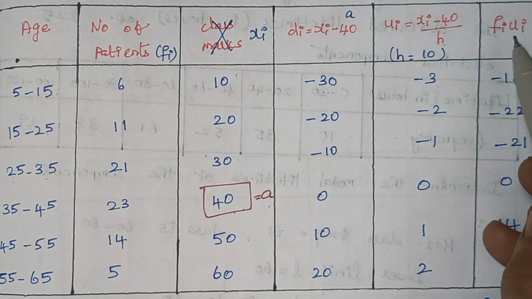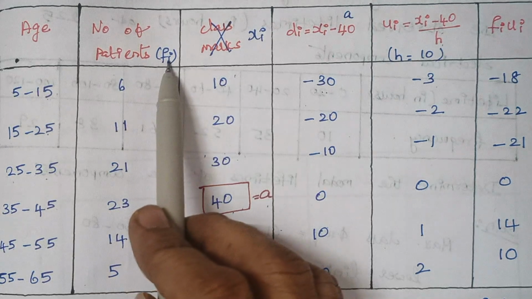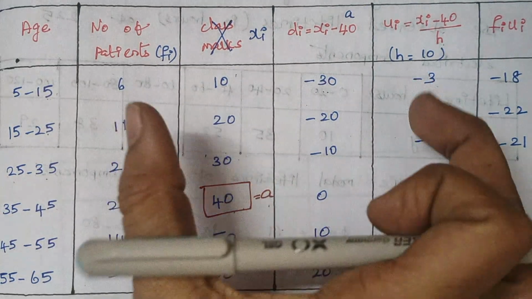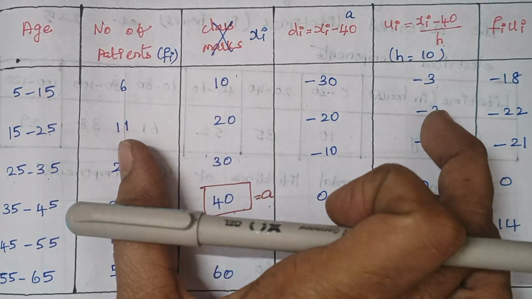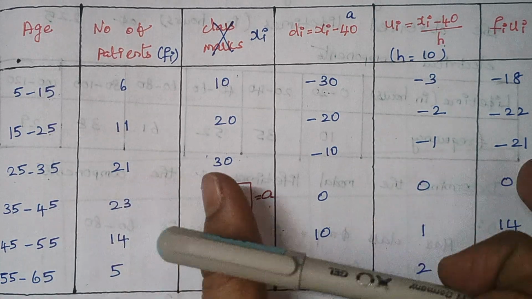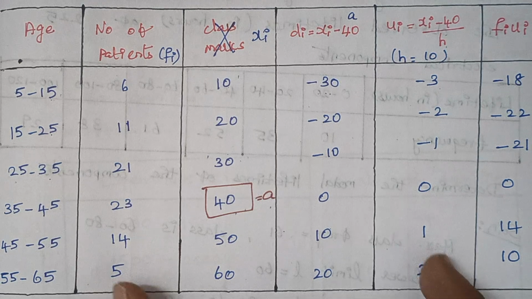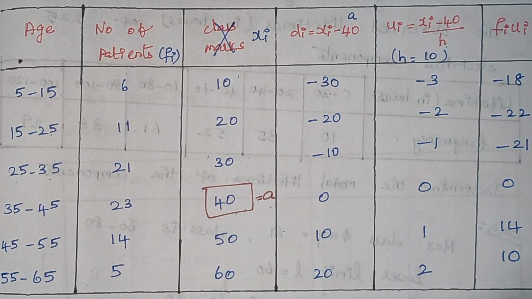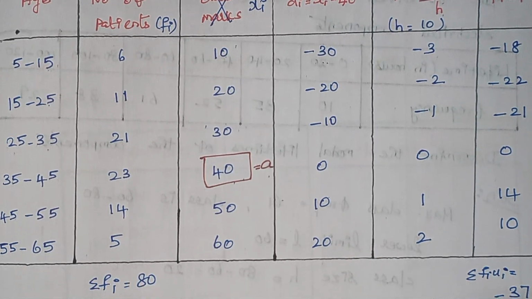And the next thing is fi into ui. So here this is your value of fi and this is your ui. You just have to multiply. 6 into minus 3 is minus 18, 11 into minus 2 is minus 22, 21 into minus 1 is minus 21, 23 into 0 is 0, 14 into 1 is 14, and 5 into 2 is 10. That's it.